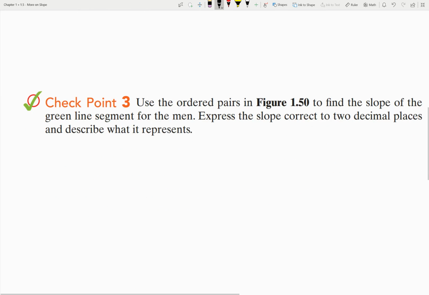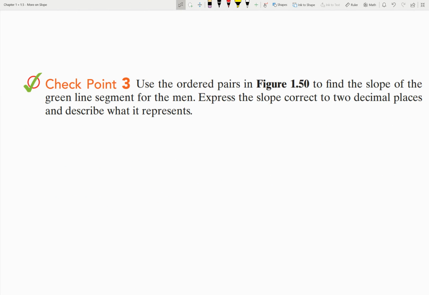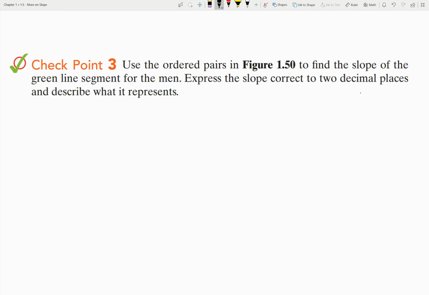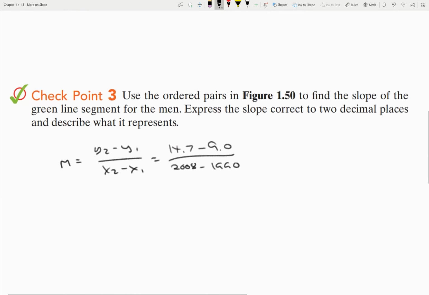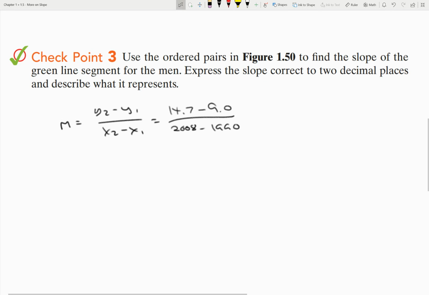Okay. And then, like I said, the checkpoint is to find the slope for the segment for men. So we're going to do the same thing. For men, y2 minus y1 over x2 minus x1. This was 14.7 minus 9.0 over still 2008 minus 1990. Double check those numbers. 14.7, did I get that right? Yeah, 14.7, 9.0.